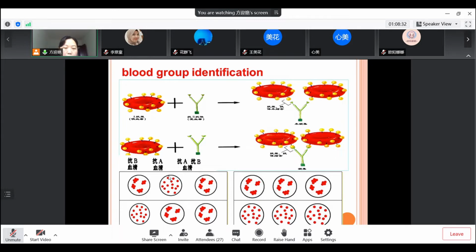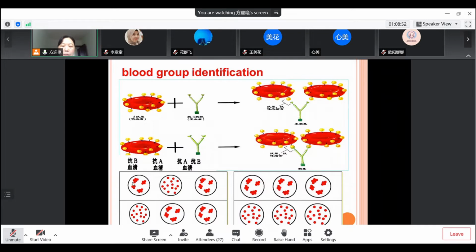With this anti-A antibody, there is no aggregation, but with the anti-B antibody, when the blood drop is in the anti-B antibody serum, we found that aggregation happened.